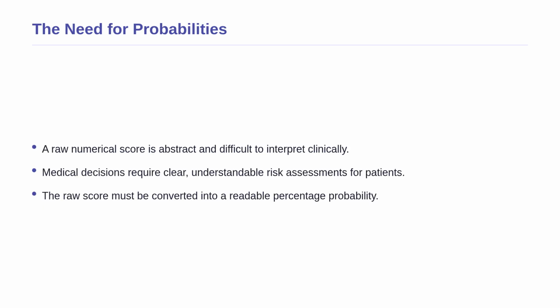We have successfully calculated a raw score, but this brings us to an important clinical question. A raw score of 5 does not mean much to a medical professional on its own. Is 5 a little bit dangerous or extremely dangerous? Medical decisions require clear, understandable risk assessments rather than abstract mathematical scores. Therefore, we need a way to convert this raw score into a readable probability between 0 and 1. This conversion is the critical step that turns abstract math into an actionable clinical diagnosis that a doctor can actually use to treat a patient.